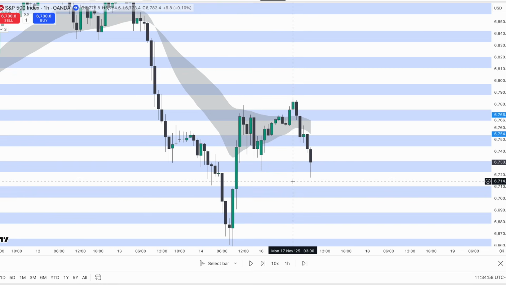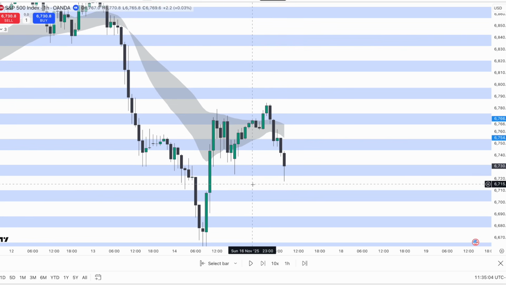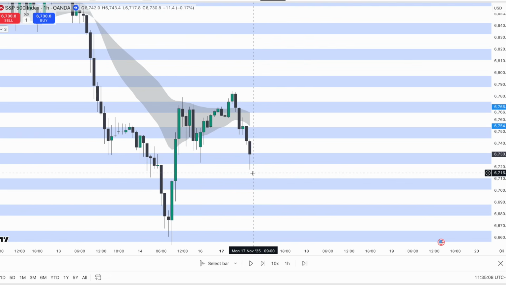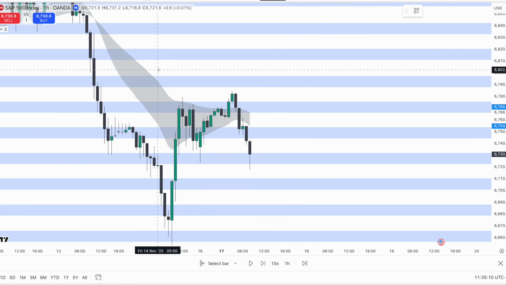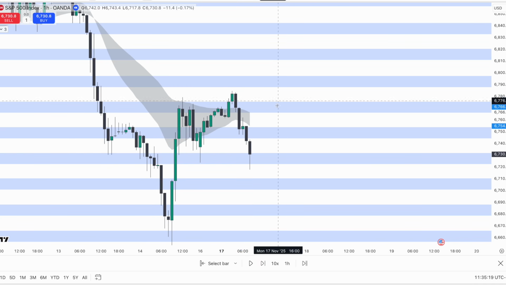We're going to start at the 1 hour to establish our bias and then work our way down to the execution time frame, which is the 5-minute. So on the 1 hour, we're going to assess the overall cloud direction. In this case, it's sloping down and firmly bearish. We had an attempt to break higher here, but we weren't able to hold above the cloud and broke lower again. This means our bias overall is bearish.